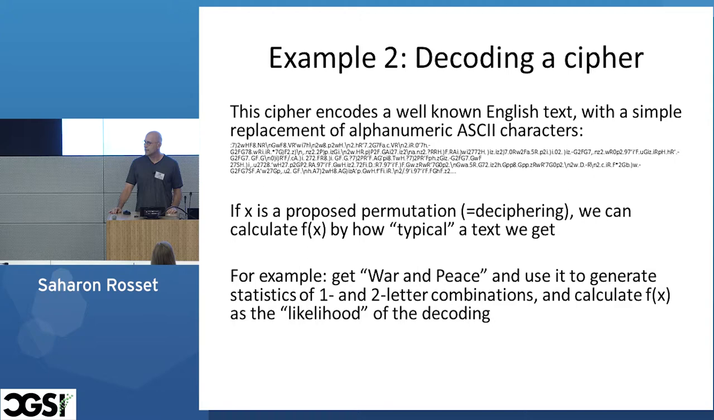I'm going to use the empirical distribution from War and Peace as the distribution of the English language for the purpose of deciphering this. And that's going to be my language model. And then every time I have an X permutation, I would score it. I would calculate F by calculating some likelihood using that dictionary, that English language model that I built.